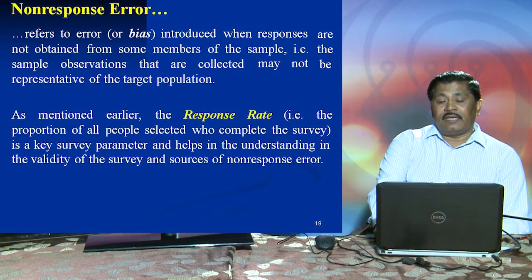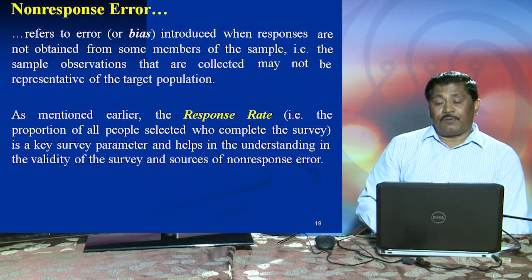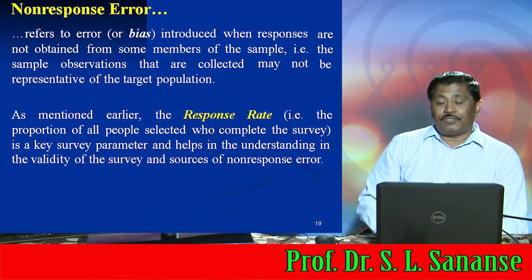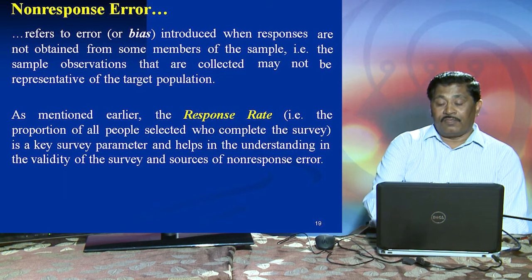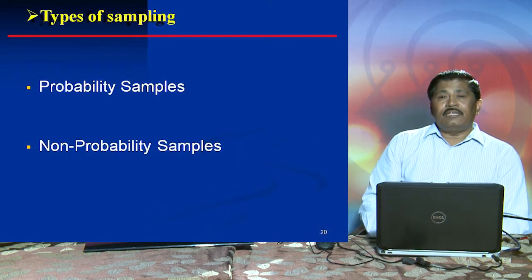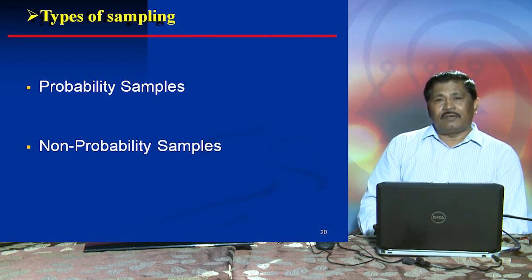Then, as mentioned earlier, the response rate, that is the proportion of all the people selected who complete the survey, is a key survey parameter and helps in understanding the validity of the survey and sources of non-response error. Students, we have now seen sampling error and non-sampling error and different data collection methods. Now, we shall move to the types of sampling.